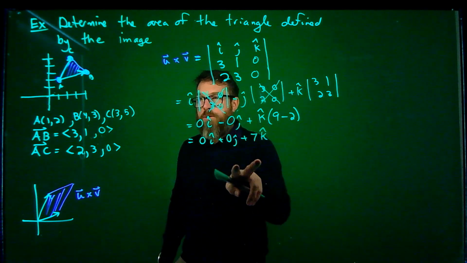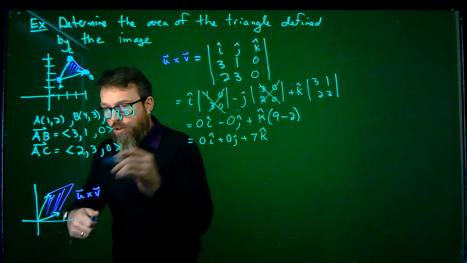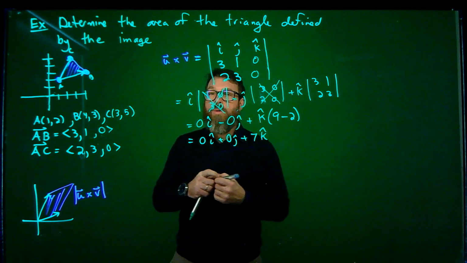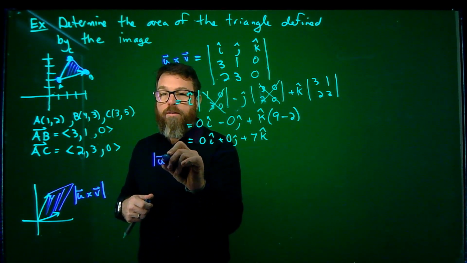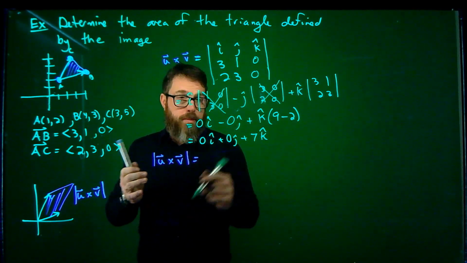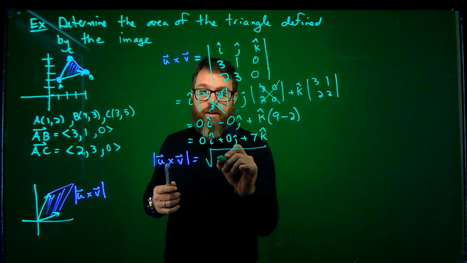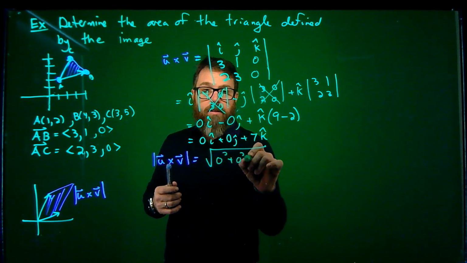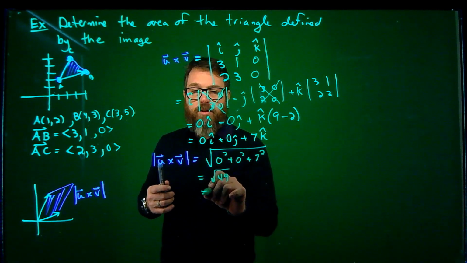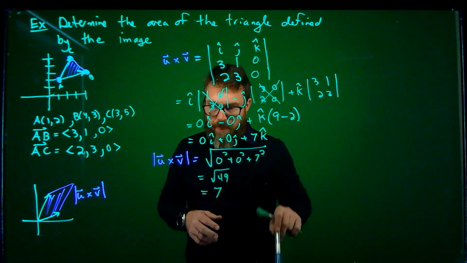Now I don't need its cross product. What I need is not its cross product, but the magnitude of the cross product. That's going to give me that area. So the magnitude of u cross v is going to be equal to, well, it's the magnitude of a vector. It's the square root of the sum of the squares of its components. So this is the square root of 49, which is equal to 7.